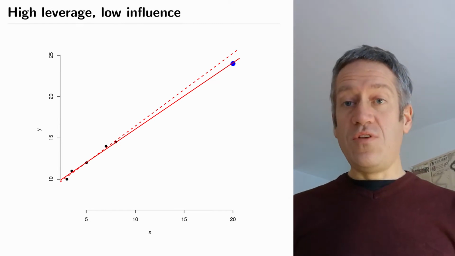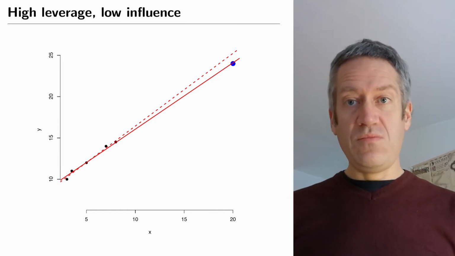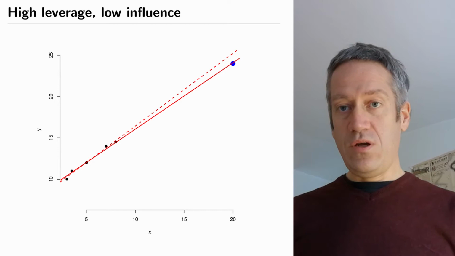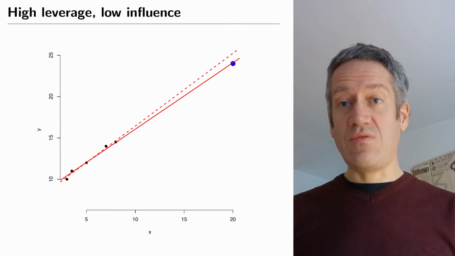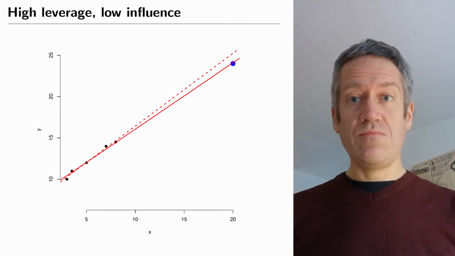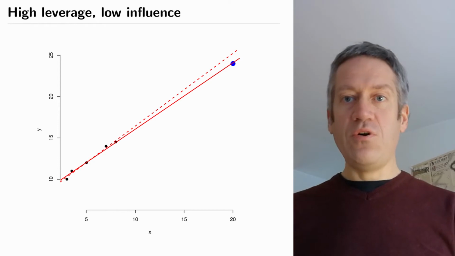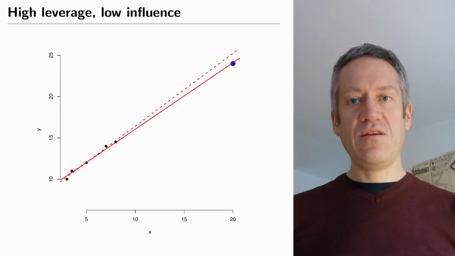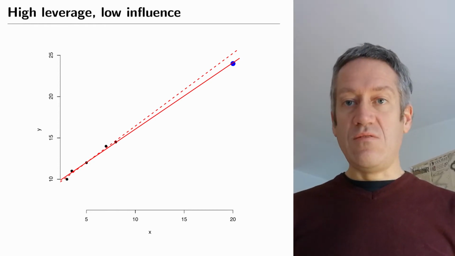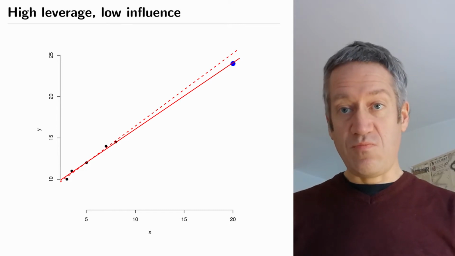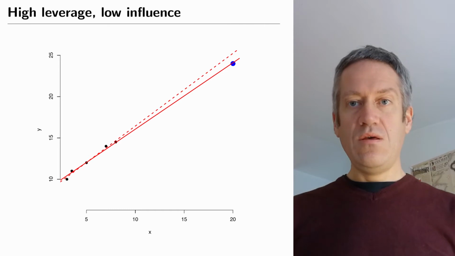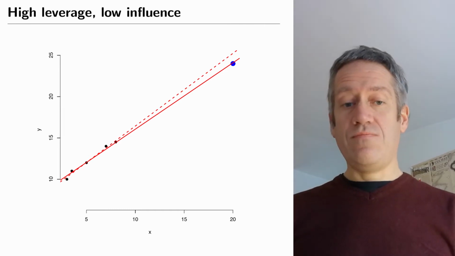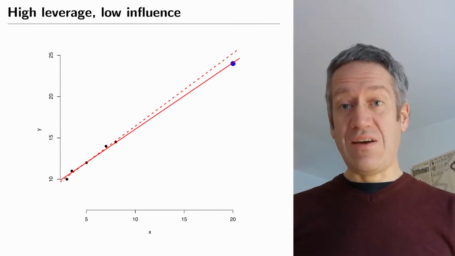Here is an example of another point that is also very far from the other points, but you can see that the regression line goes straight through it. So this point, the blue point here, is far from the other points in the dataset, but the residual is not large. In fact, it's close to 0. The line goes basically through the blue point. So this is not an outlier, but it is a point that has very high leverage.